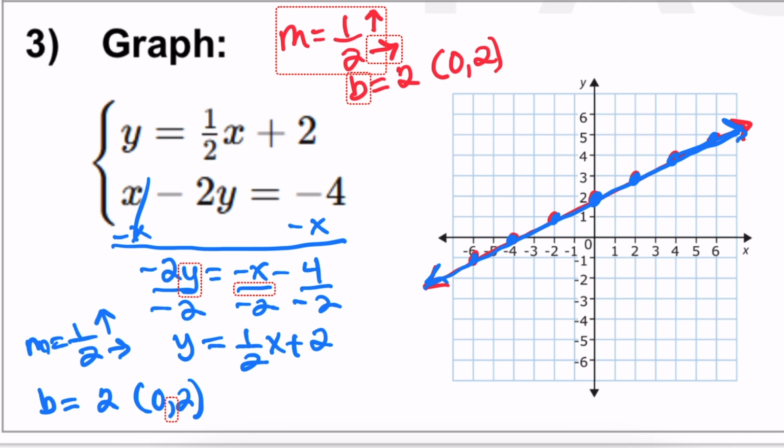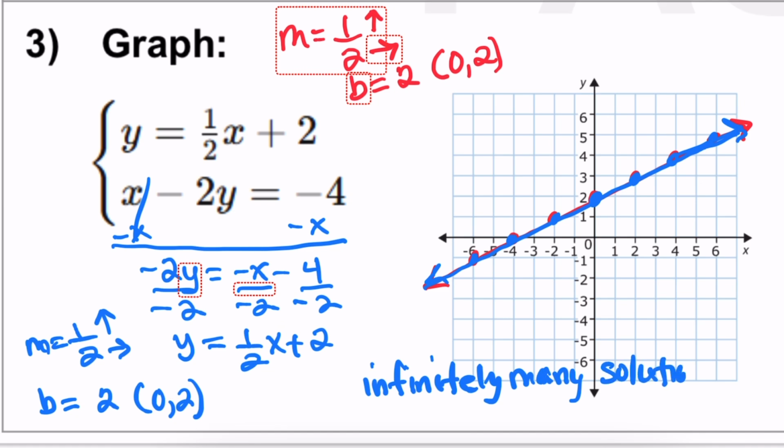So when it comes to the system of equations and asking how many solutions this system has, it has infinitely many solutions. Make sure I spell that right. And you're done.